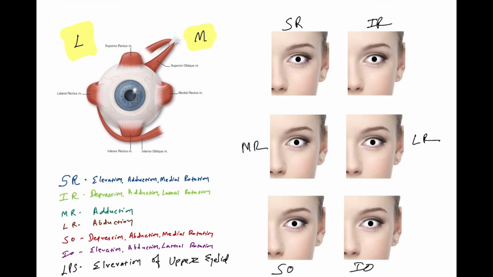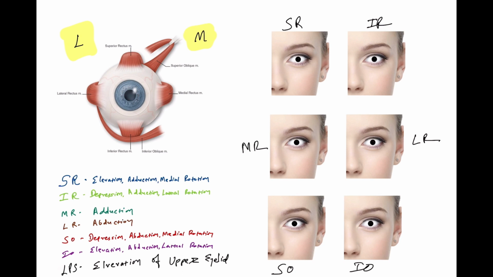I am Dr. Bhaumit Joshi and today we are going to discuss the extrinsic muscles and their actions on the eyeball. If we talk about the extrinsic muscles of the eye, we have 7 muscles: superior rectus, inferior rectus, medial rectus, lateral rectus. So these are the 4 rectus muscles. Then 2 oblique muscles, that is superior and inferior oblique muscles, and levator palpebrae superioris.